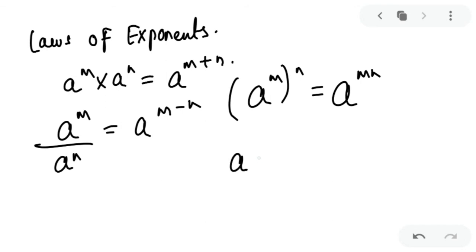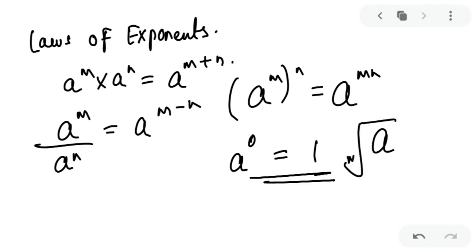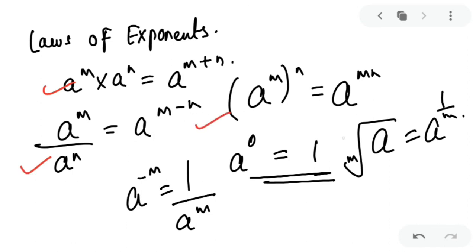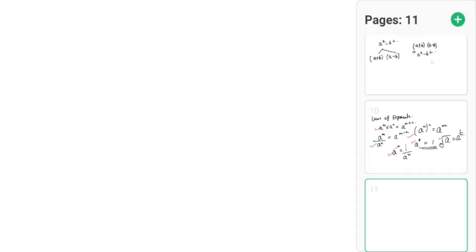For example, if I have a^0, in that case the answer is always 1. My dear kids, if I have a square root or cube root or mth root, then you have to take a^(1/m). If I have a negative exponent, to make it positive, I have to reciprocate. So these are the few, 1, 2, 3, 4, 5, 6, which you can use in the chapter indices.